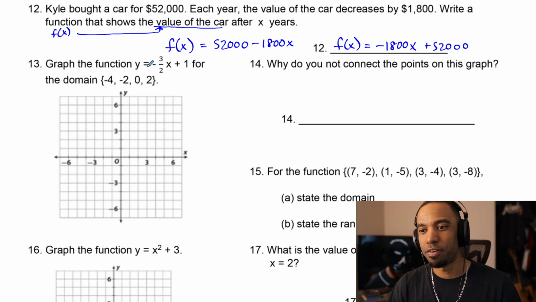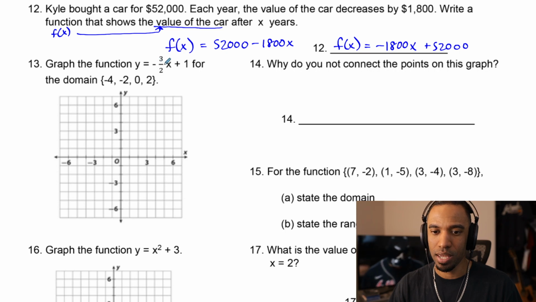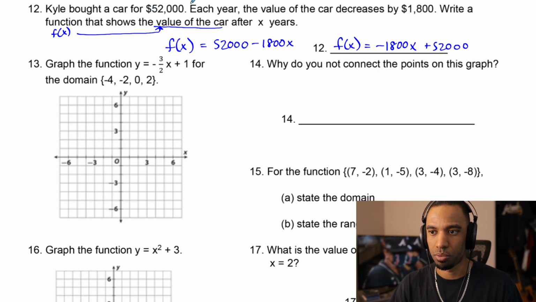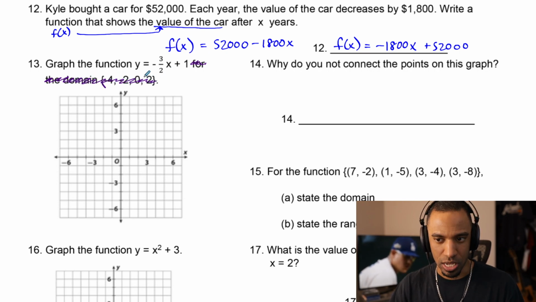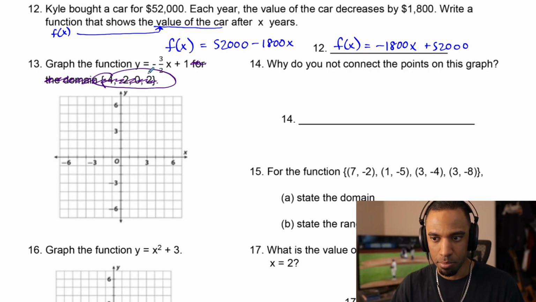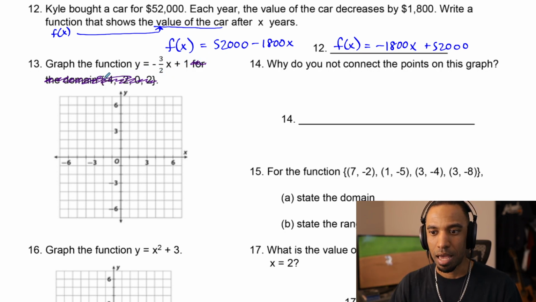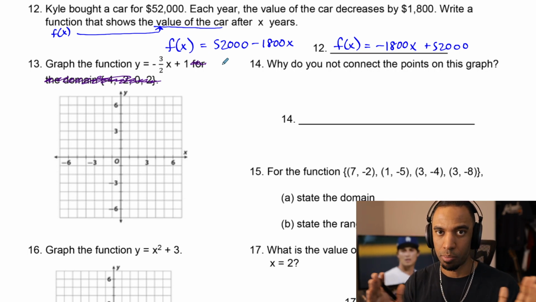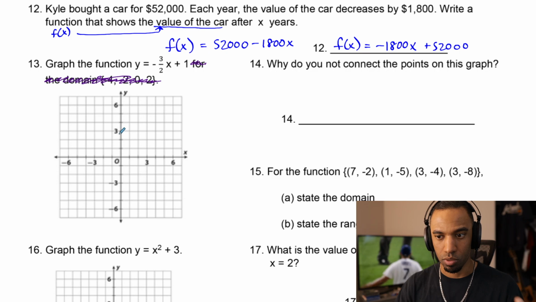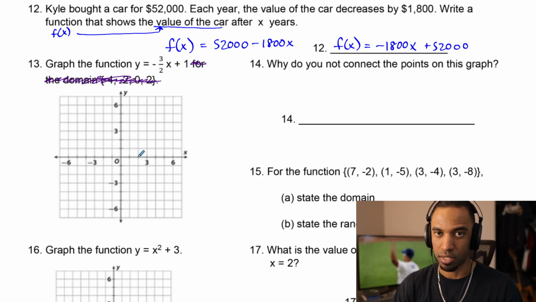Number 13, graph the function y equals negative 3x plus 1 for the domain negative 4, negative 2, 0, and 2. Okay, first of all, even if they gave you a table with these values to plug in as suggestions, if this wasn't here, then that means that this graph would be continuous and we would assume an all real number domain. That means even if we plotted these points here, we would connect the dots.